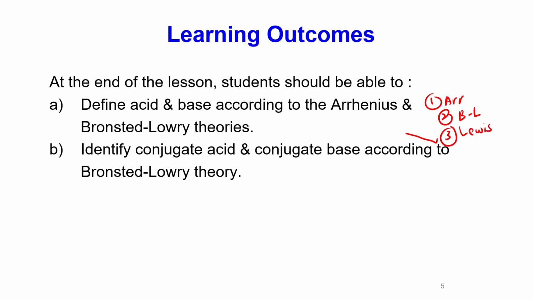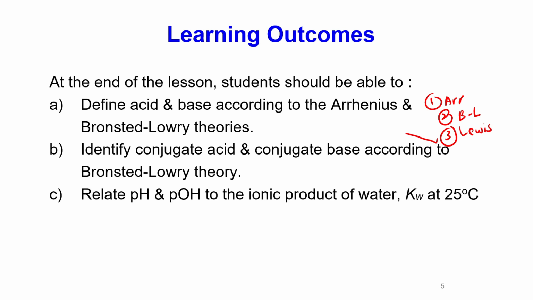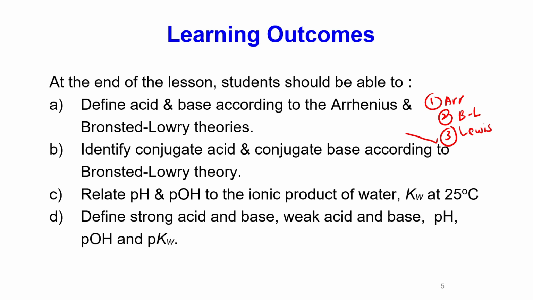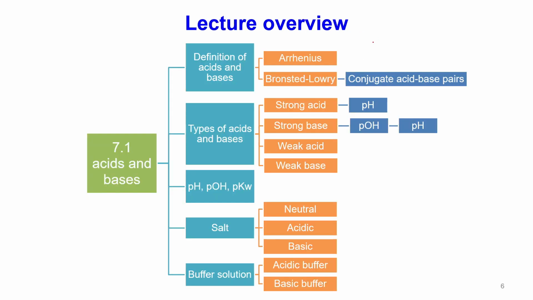Okay, identify which one is conjugate base and conjugate acid based on Bronsted and Lowry theory. Define pH and pOH according to ionization of water, which is Kw at 25 degrees Celsius. Define strong acid, strong base, weak acid, weak base. What is the definition for pH, pOH and pKw? And lastly we are going to calculate pH of strong acid and strong base. Okay, so this is the overview for the 7.1 subtopic.